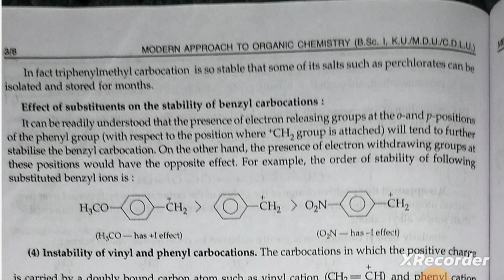In fact, triphenyl methyl carbocation is so stable that some of its salts such as perchlorate can be isolated and stored for months. Effect of substituent on the stability of benzyl carbocation. It can be readily understood that the presence of electron releasing group at the ortho and para position of the phenyl group with respect to the position where CH2 positive group is attached will tend to further stabilize the benzyl carbocation. On the other hand, the presence of electron withdrawing group at these positions would have the opposite effect.